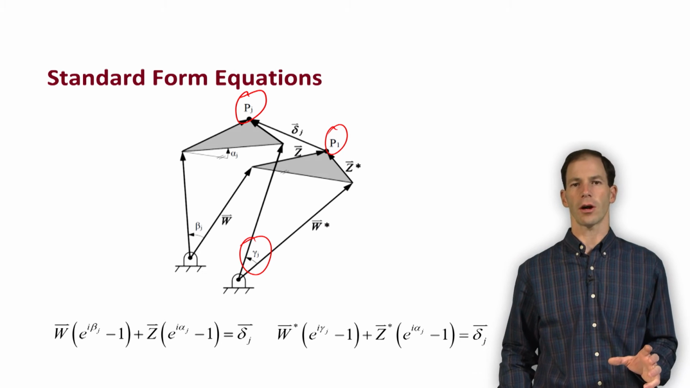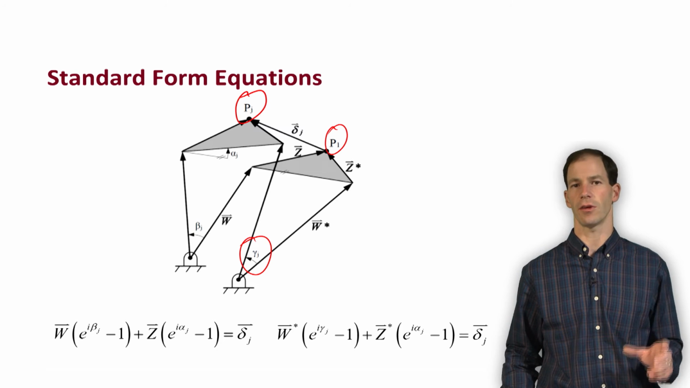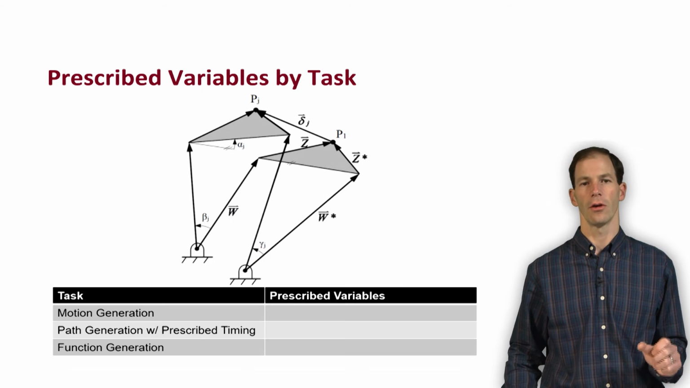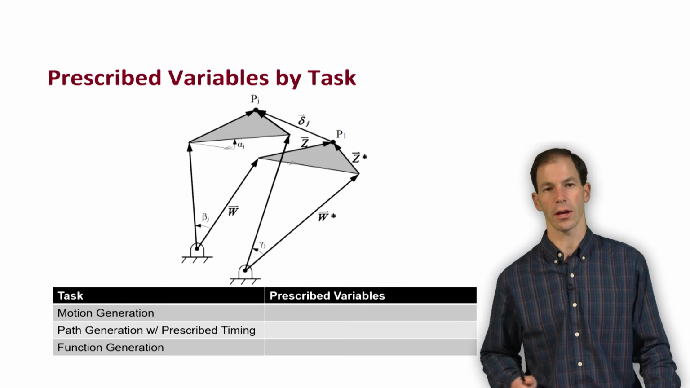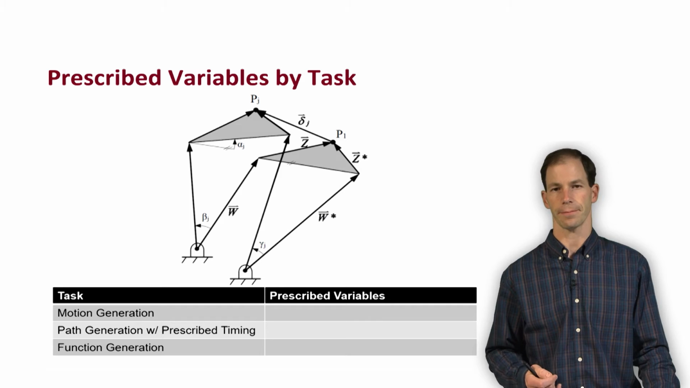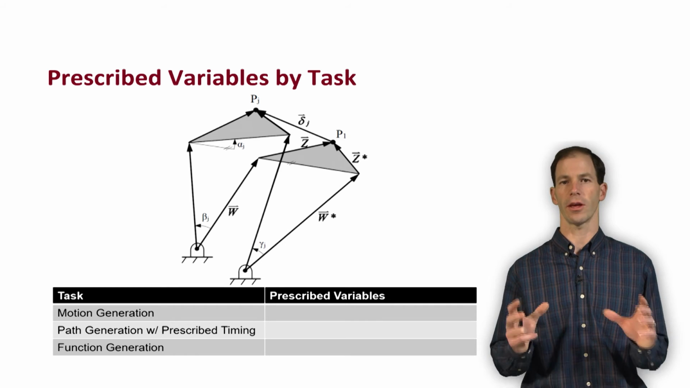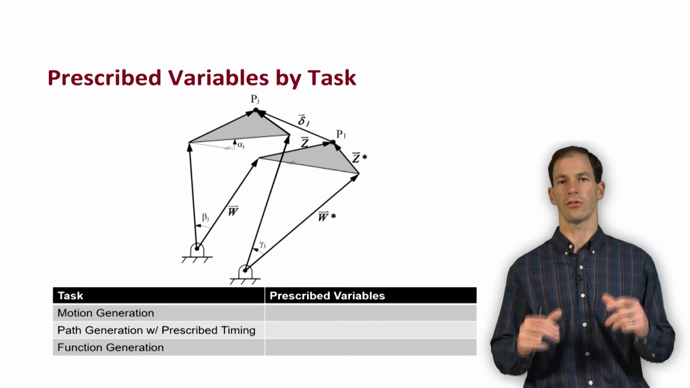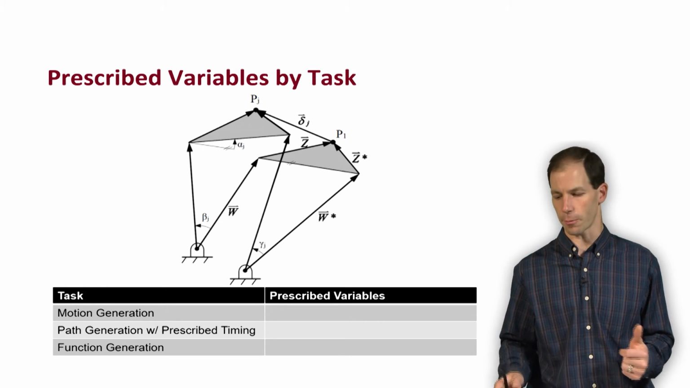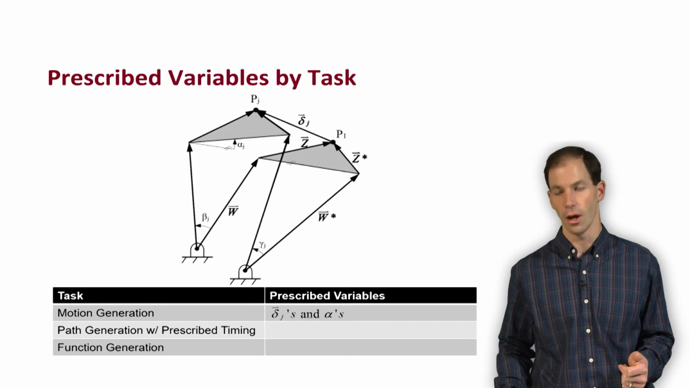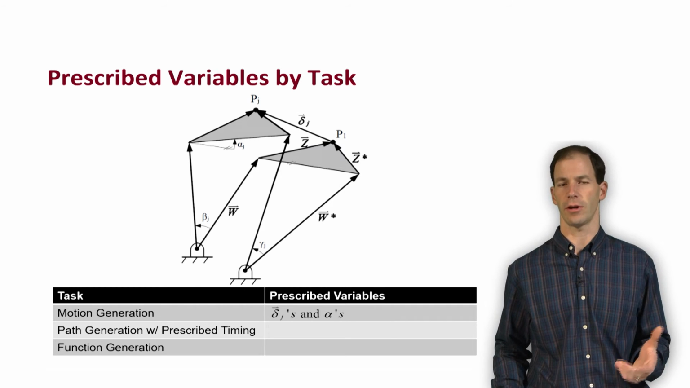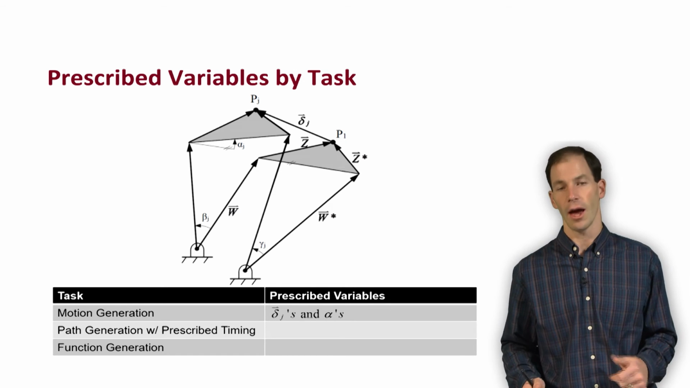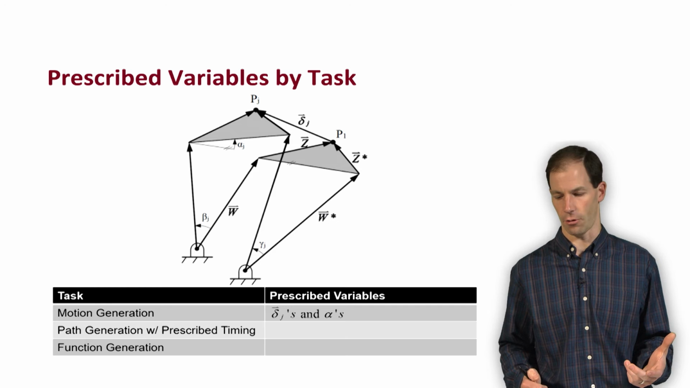All right, now let's talk about how we use these vector loop equations and what is actually prescribed as part of the problem when we have different tasks. So I've got the same mechanism up here, and now I'm looking at motion, path, and function. Now remember motion generation, we're thinking about a coupler moving in space, and not only its location, but also its orientation. So what is prescribed, meaning what comes as part of the problem statement for a motion generator, are the displacement vectors, the delta vectors, and here I say deltas because I have position 1 to 2, 1 to 3, 1 to 4, as well as the rotation of the coupler represented by alpha.